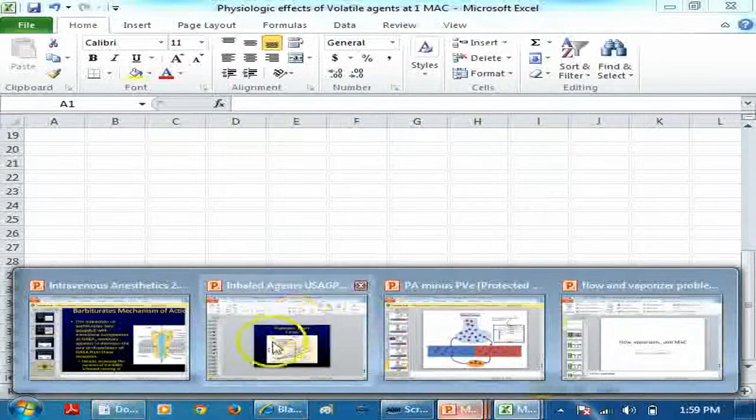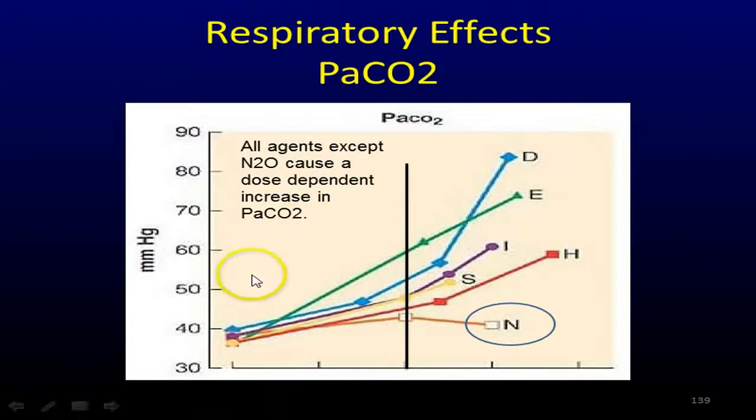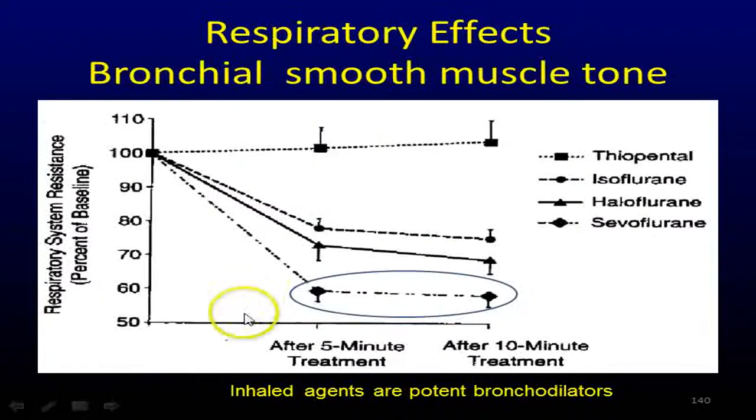Now, we can go through these other slides, but I found over the last couple years that people were getting all hung up. Sir, are you talking about 2 MAC, 1 MAC, 1.5 MAC? I'm talking at 1 MAC. I want you to know the physiologic effects of the agents at 1 MAC, according to Barash. The one thing I didn't have was the respiratory bronchial smooth muscle resistance.